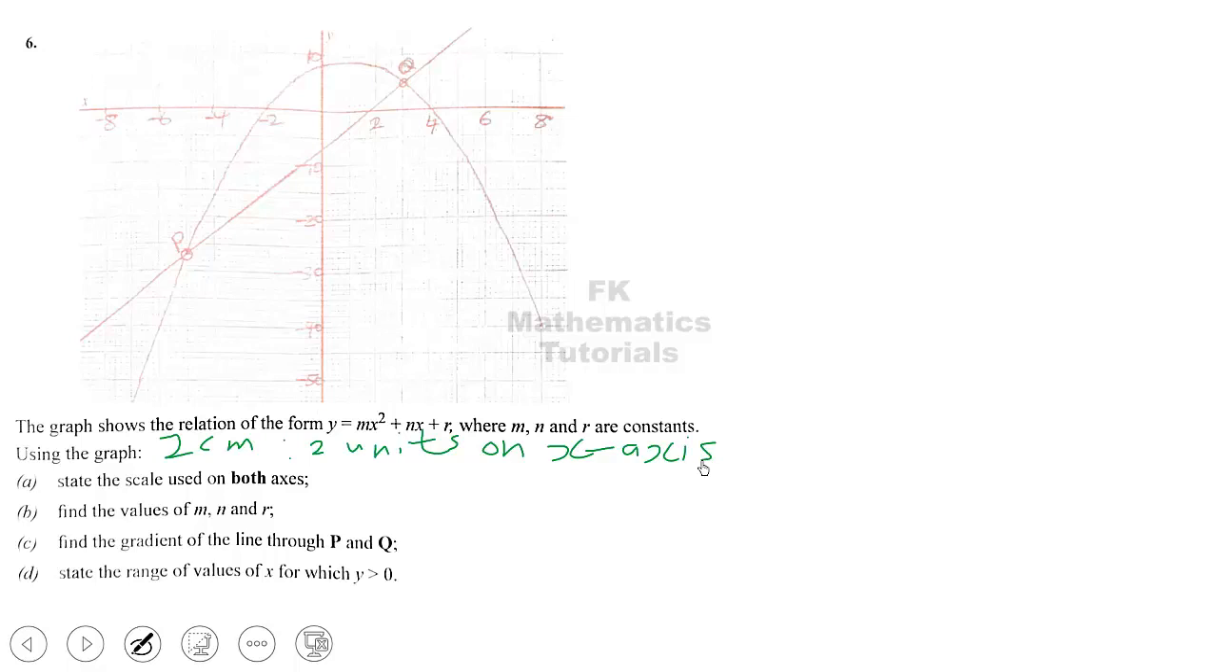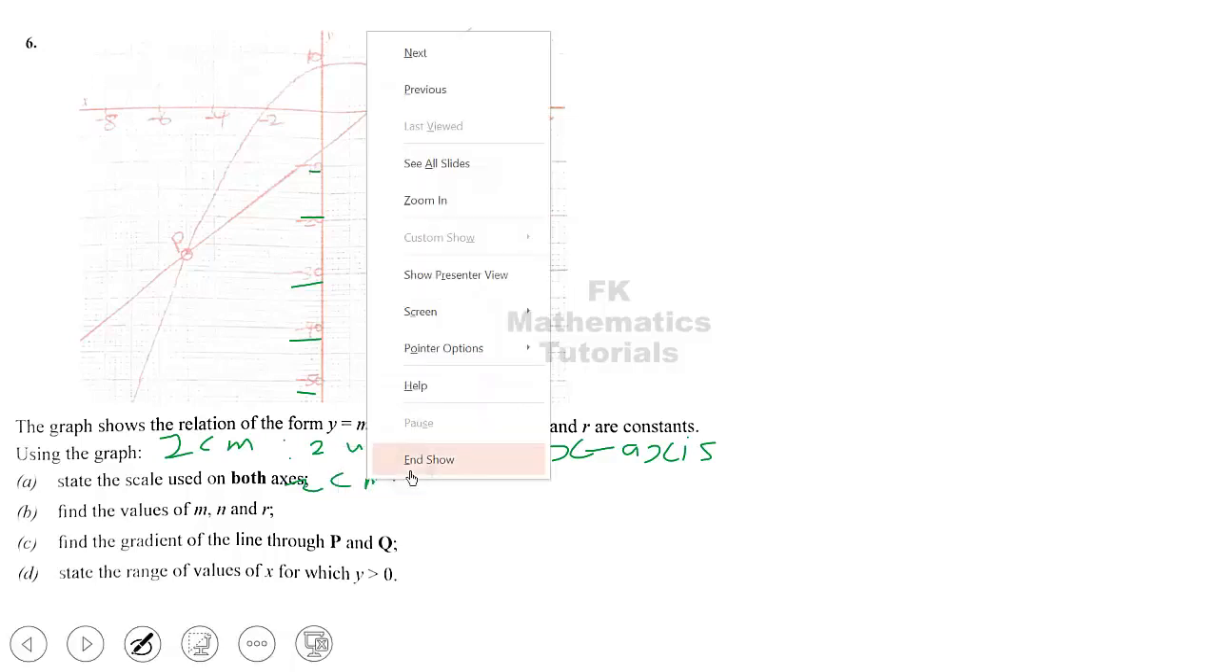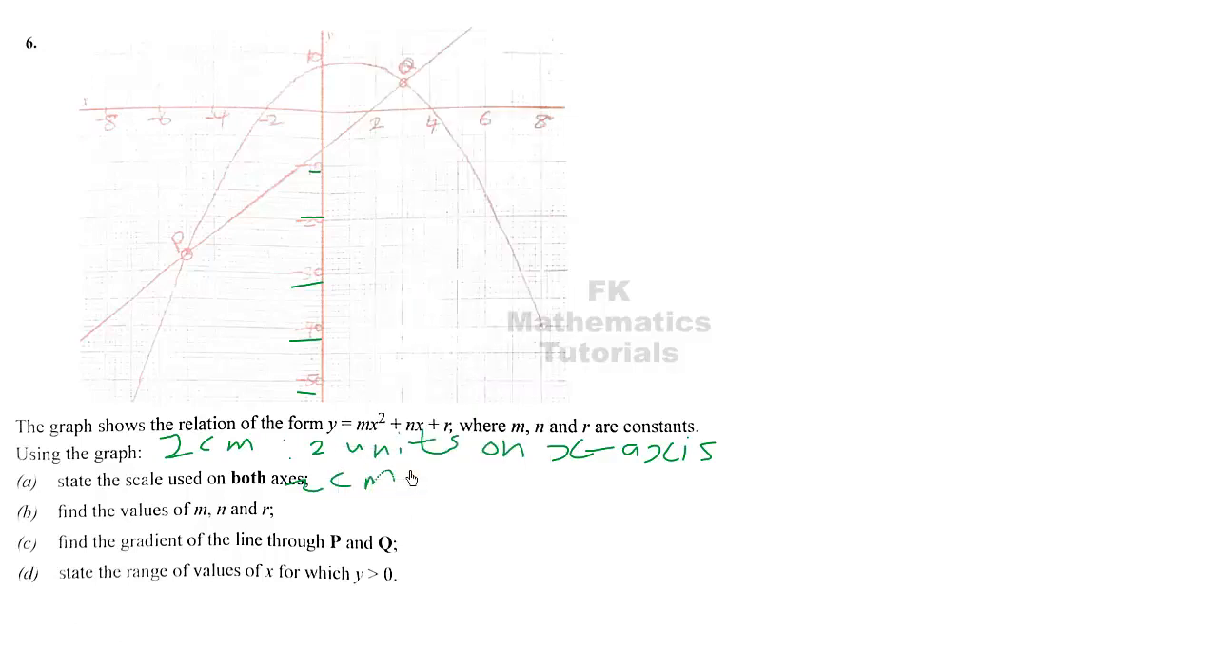Then likewise on the y-axis, we move at intervals of 10, so -10, -20, -30, -40, and so on. So 2 centimeters is to 10 units on the y-axis.